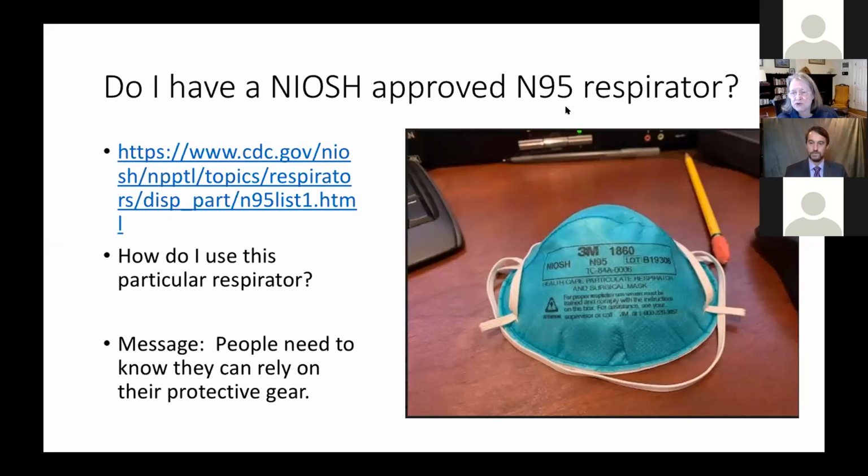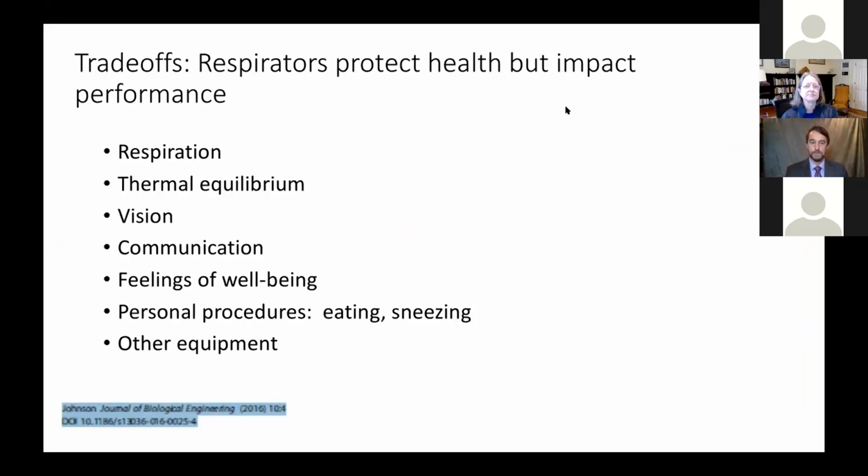There's been wonderful information and training out here at the medical center that I encourage you to access and to watch. And there's also this central list that the government maintains. And you can see that it says right on the mask that this is a healthcare particulate respirator. Okay, next. So there are trade-offs.